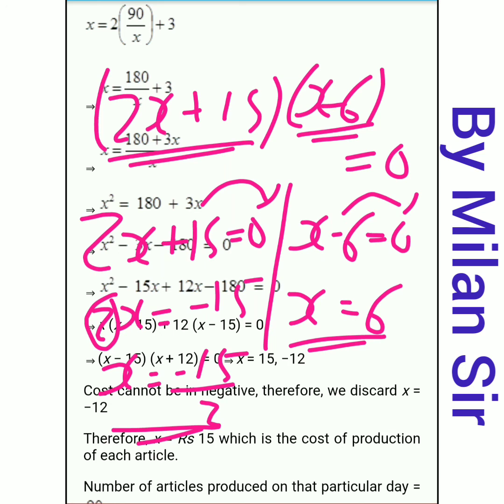But here x is the production of articles, right? So we cannot produce articles in a negative number. Negative numbers are not possible for the number of articles produced. It cannot be a negative number, it is always a positive number. So x is equal to minus 15 by 2 is not possible, so we need to take x equal to 6.